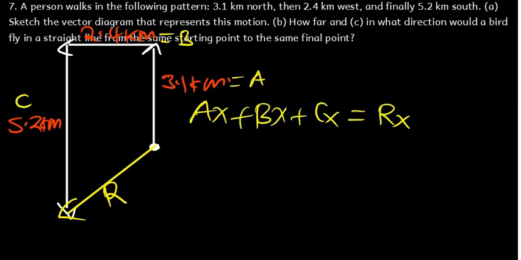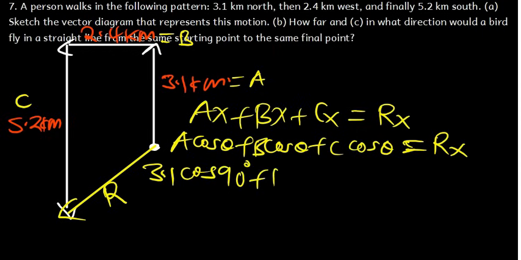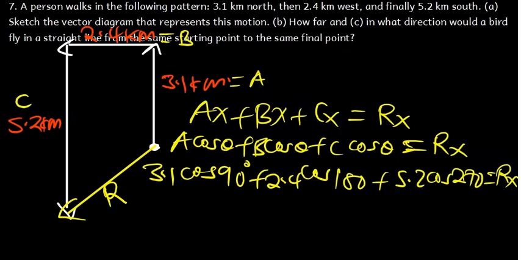components alone. So in this case, AX is going to be A cos theta plus B cos theta plus C cos theta. This is going to be equal to the X component of the resultant. So in this case, A is 3.1, because the angle, since it's going toward north, is 90 degrees. Plus B is 2.4, because the angle, since it's going toward the negative X axis, which is west, is 180. Plus C is 5.2, because the angle, since it's going toward south, is 270. This has to be equal to the X component of the resultant.